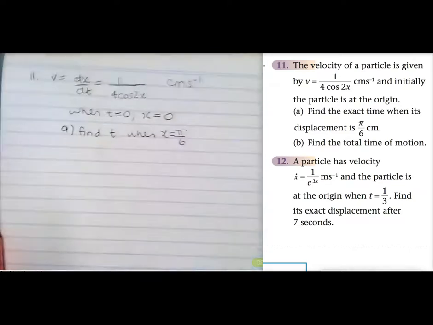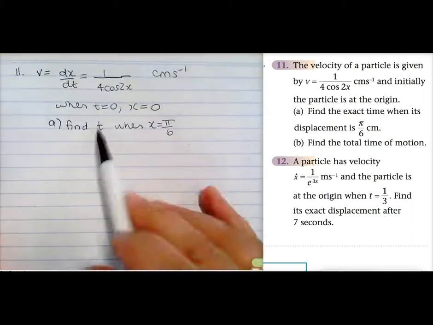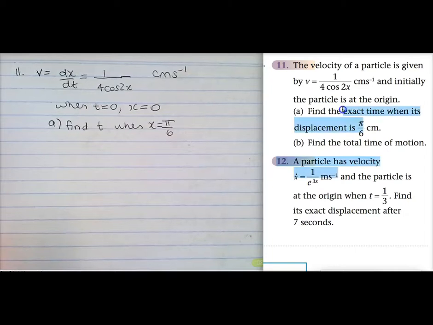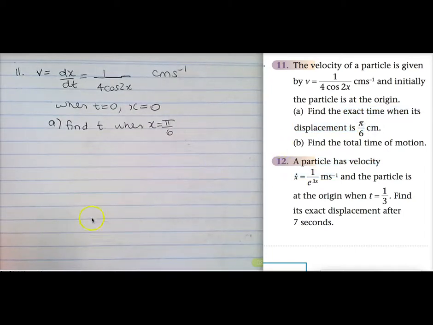So part A is saying to find t when x is pi on 6. So find the time, exact time by the way, when displacement's pi on 6. Okay?